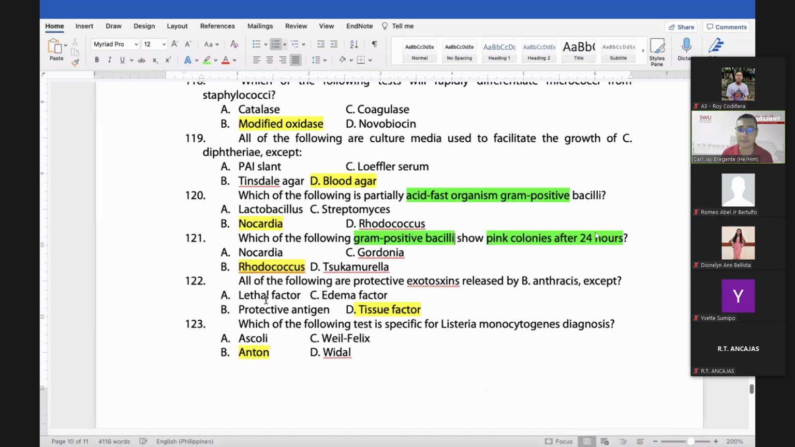All of the following are protective exotoxins released by Bacillus anthracis except tissue factor. Tissue factor is never a virulence factor. Lethal factor, protective antigen, and edema factor are part of Bacillus anthracis virulence factors.